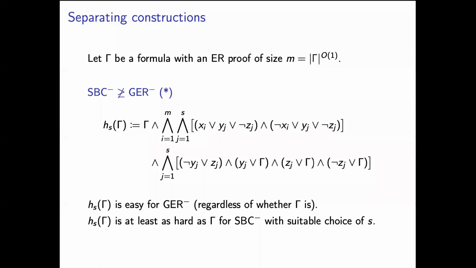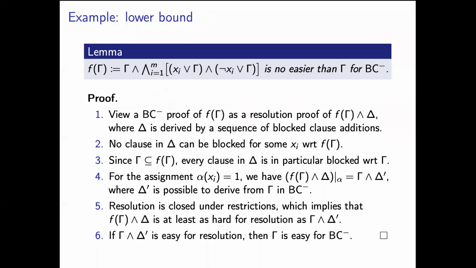This is a bit of a more complicated gadget, which has a parameter in it. This time I'm adding 3 new variables, and the gadgets from the previous constructions actually make an appearance here. And this turns out to be easy for GER. GER is just a little bit of deletion, so I haven't formally defined it. But then you can choose S in this formula in such a way that the resulting formula with the gadget applied turns out to be as hard as gamma for SPC. This is more complicated than the other ones because SPC is a more interesting proof system compared to the others. I had a proof sketch, the simplest lower bound proof, that I condensed down to a slide, but I will just skip it.